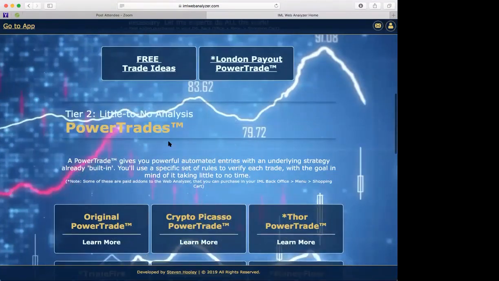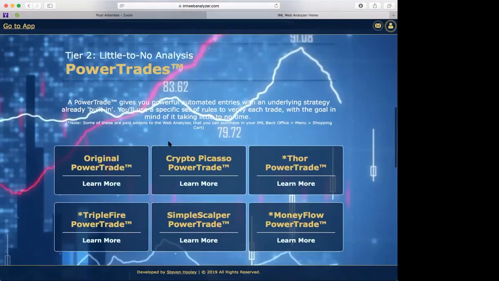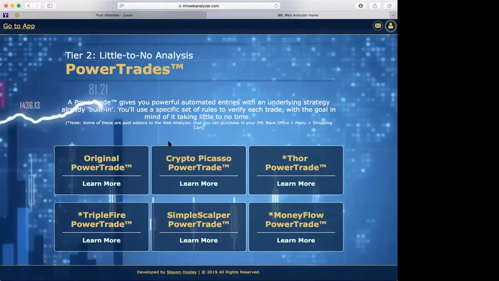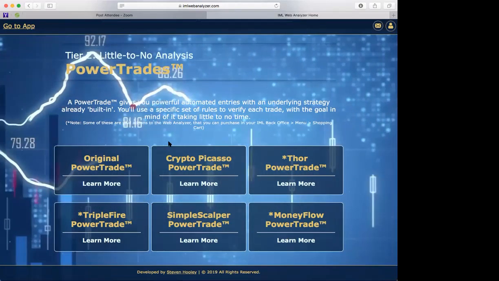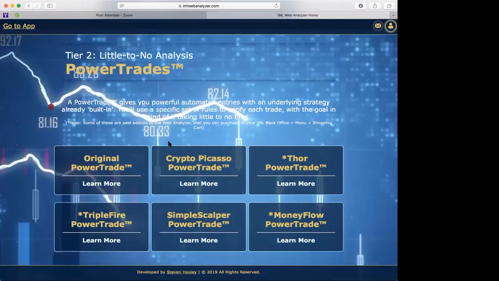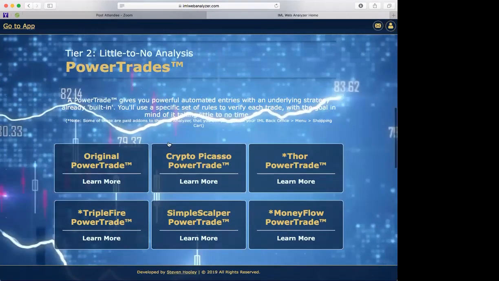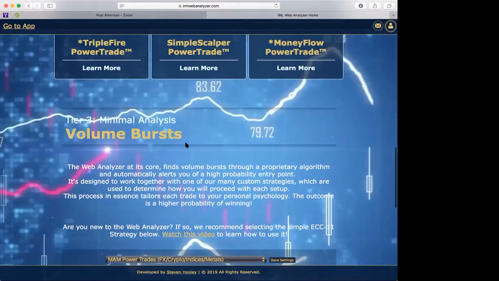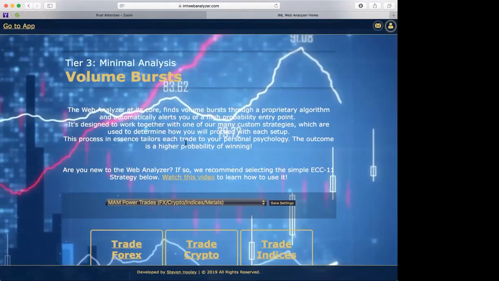Tier 2 are power trades. These power trades are different strategies. These take little analysis. These are different strategies that come from different master educators, different educators within IML who actually send out trade ideas, power trades. And they even have one for crypto. Now, volume burst, this is where the BYOB cash out strategy is.